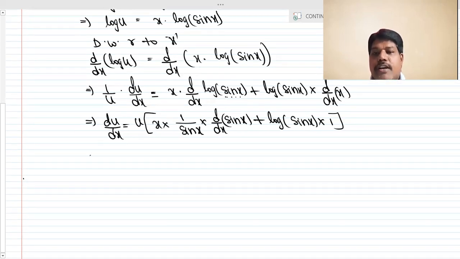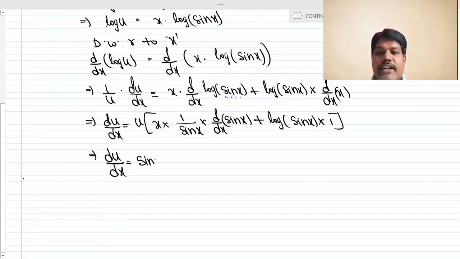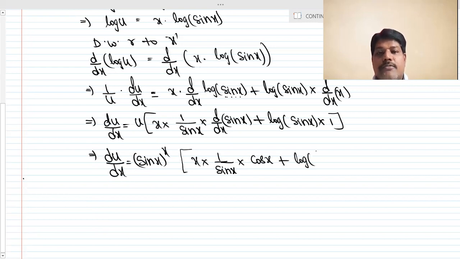So du by dx is equal to, what is the u value, students? u is nothing but sin x power x. So this value becomes sin x power x into 1 by sin x into derivative of sin x. Derivative of sin x is cos x, plus log of sin x. So what is the final?